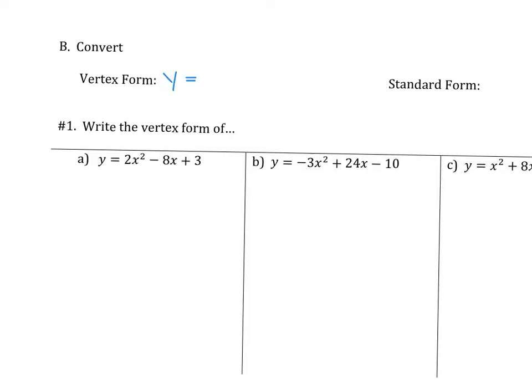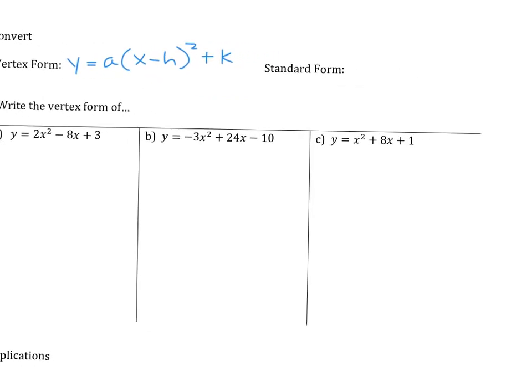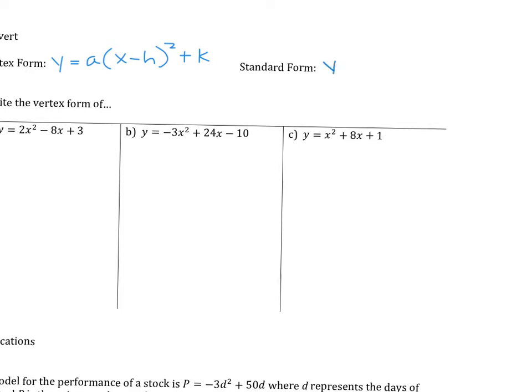Okay, so vertex form. Y equals, what came first? A times x minus h squared plus k. All right? So that's what vertex form looks like. What did standard form look like? Y equals Ax squared plus bx plus c. Okay? So you have these two forms.